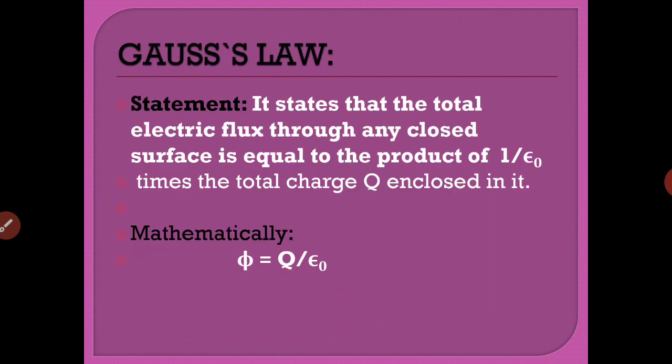Now we will discuss Gauss's law. As we know, flux is equal to E dot A. Gauss's law gives us an equation with which we can easily find the flux. What is that equation? It states that the total electric flux through any closed surface is equal to 1 by epsilon naught times the total charge enclosed in it.